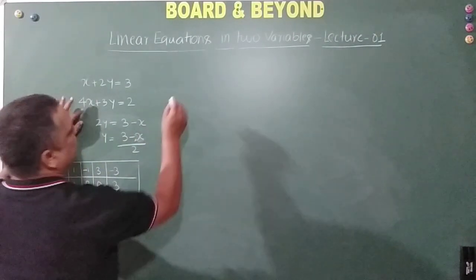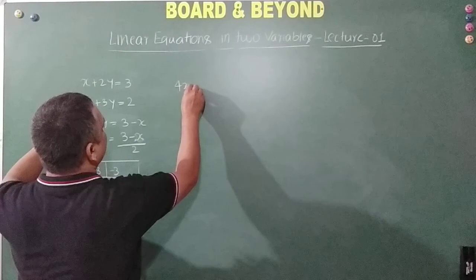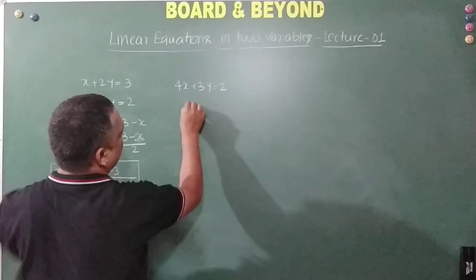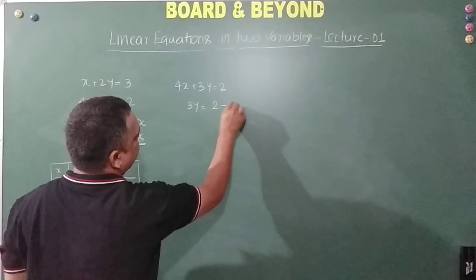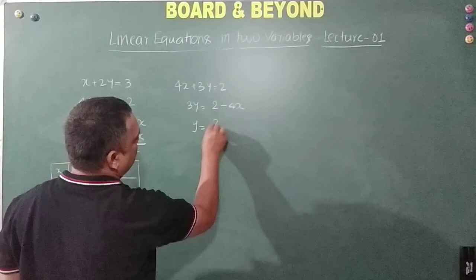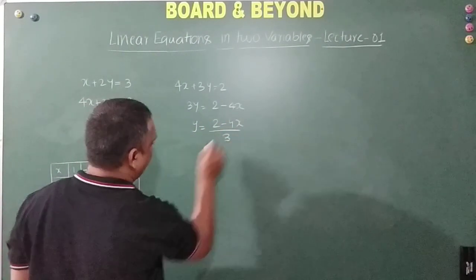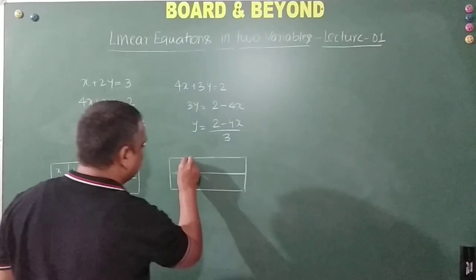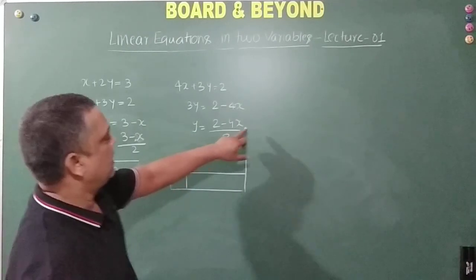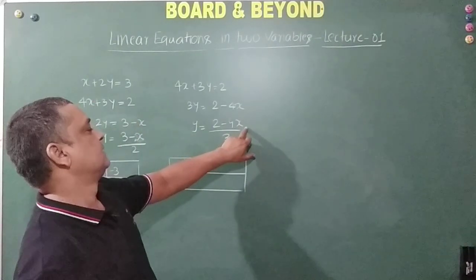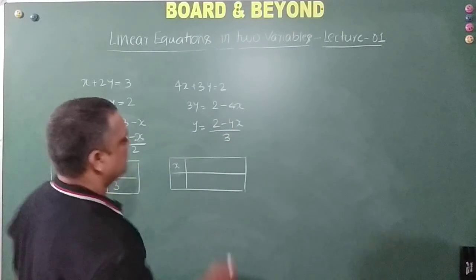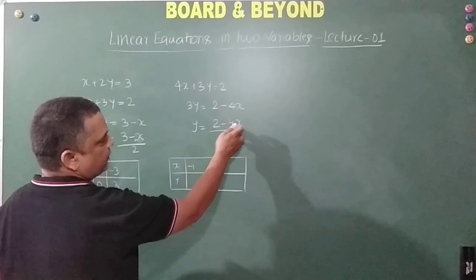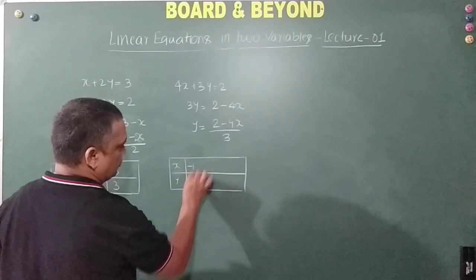Coming on to the second equation, friends: 4x plus 3y is equal to 2. So 3y is equal to 2 minus 4x. Right? So y is equal to (2 minus 4x) divided by 3. Again we will make a table here and write x. I will take x as minus 1. So what happens? This becomes plus 4. 2 plus 4 is 6, and 6 divided by 3 is 2.